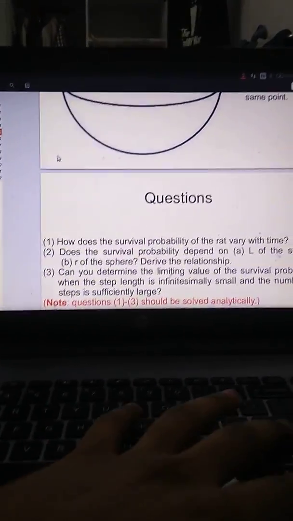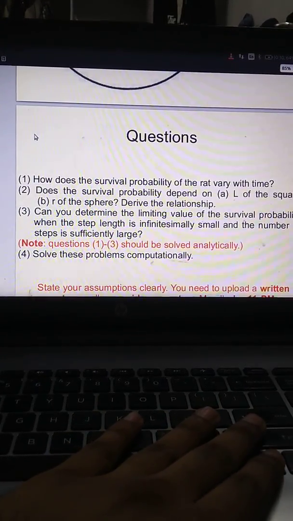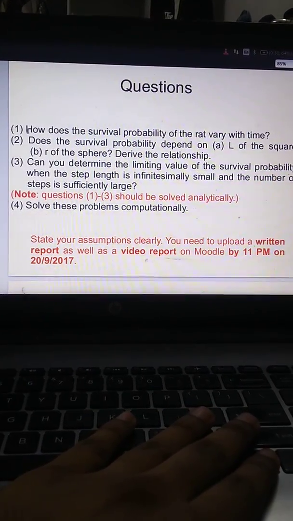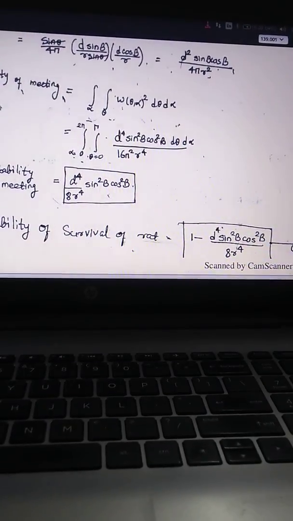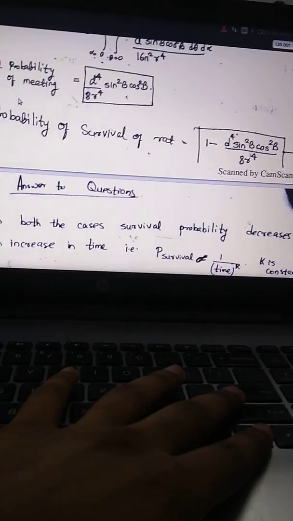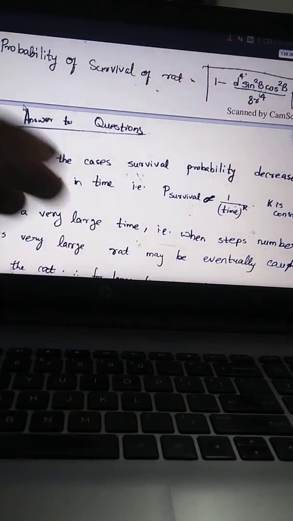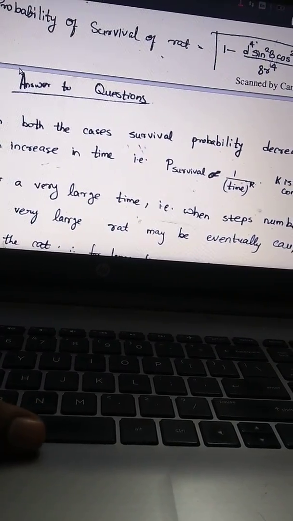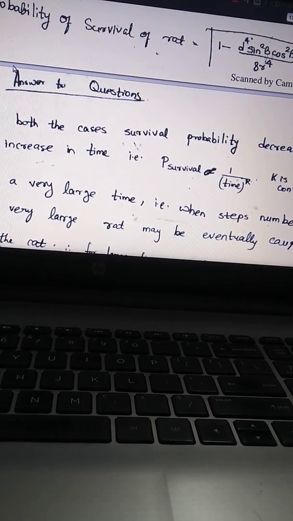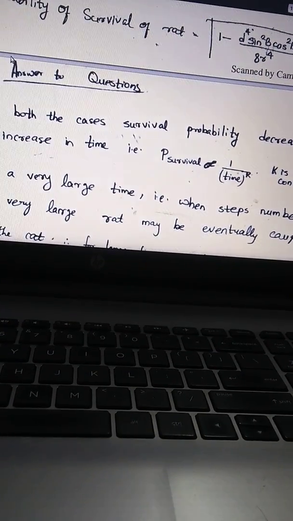Okay, so I have just completed the two questions. Now I'll move on to answering a few specific questions. The first question is how does the survival probability of the rat vary with time, which can be easily found. It is true that in both cases the survival probability decreases with increase in time. So we can easily find that the probability of survival is inversely proportional to time raised to some power k.